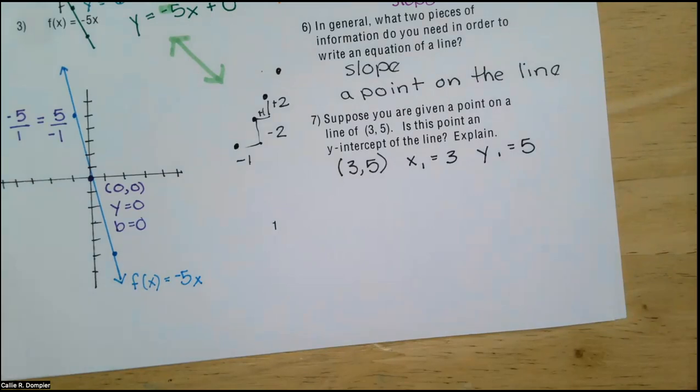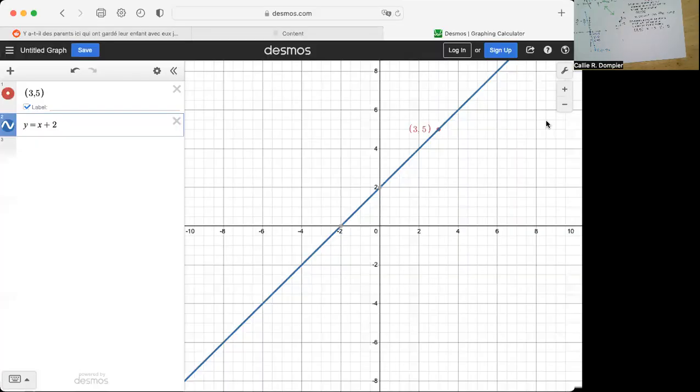All right, I want to show you on Desmos. Here is the point 3, 5. We know it's not the y-intercept because if the line was, for example, y equals x plus 2, 3, 5 would be on that line, but the y-intercept would be 0, 2, and the x-intercept would be -2, 0. Okay, so the y-intercept will always have 0 as its x value. The x-intercept will always have 0 as its y value, just like we talked about in the last lesson. That is not the y-intercept. It doesn't cross the y-axis.